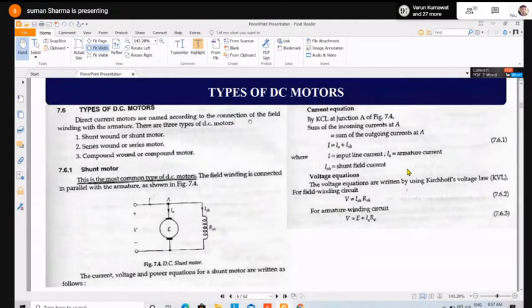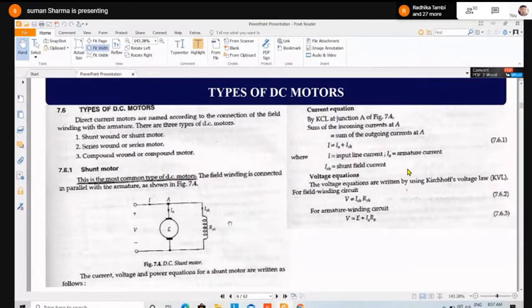Then similar to the DC generators, DC motors are classified as shunt wound or shunt motor, series wound or series motor, compound wound or compound motor. In case of shunt motor, your field winding will be in parallel with the armature. You are applying voltage V. Due to this voltage, current I is flowing. This current is divided into two paths, that is armature current and field current or shunt current.